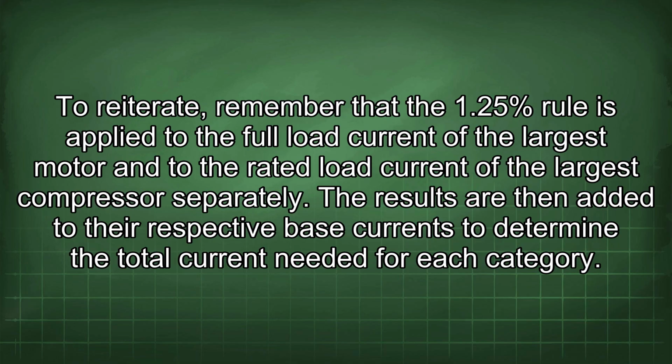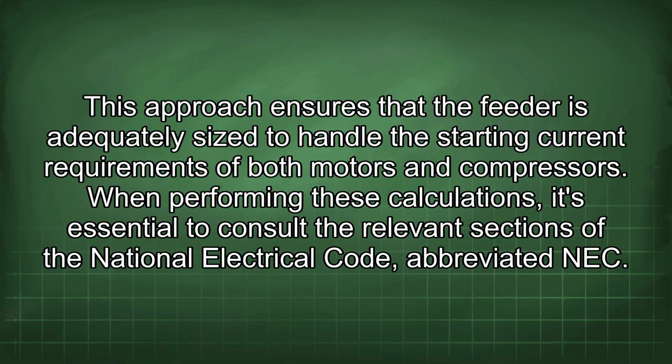To reiterate, remember that the 1.25% rule is applied to the full load current of the largest motor and to the rated load current of the largest compressor separately. The results are then added to their respective base currents to determine the total current needed for each category. This approach ensures that the feeder is adequately sized to handle the starting current requirements of both motors and compressors.